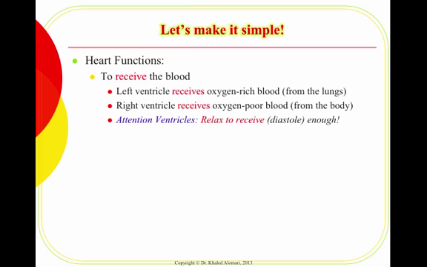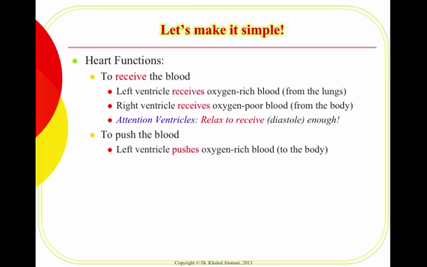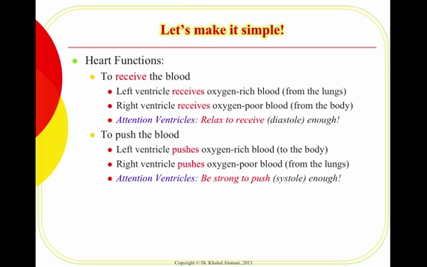So the ventricles need to relax to receive enough blood to maintain a normal cardiac circulation. So during diastole, ventricles should relax to receive enough blood. Now the other function is to push the blood. The left ventricle pushes the rich oxygenated blood to the rest of the body, while the right ventricle pushes the poor oxygenated blood to the lungs to be oxygenated. So during this period of systole, the ventricles need to be strong. The muscles should be normal and the wall should be strong enough to push the blood. So this is the time where the ventricles need to push.